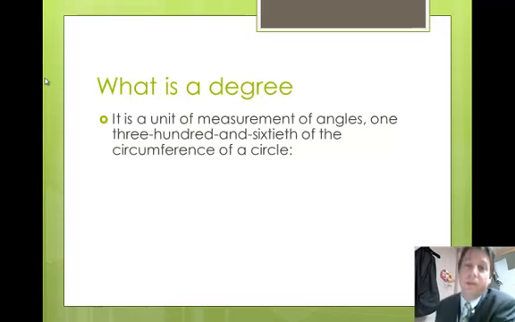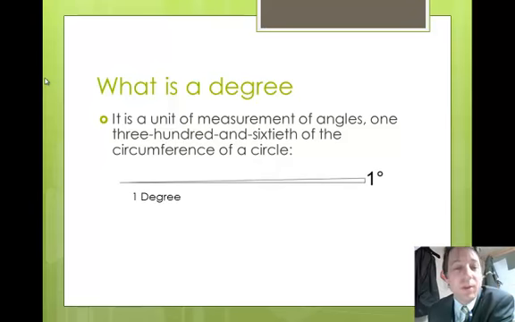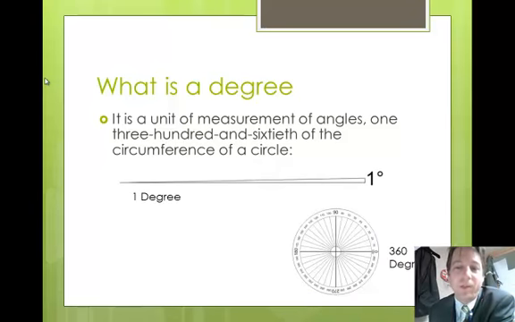The unit of angles, the SI unit, is actually radians, but for the moment we're going to be using degrees, and 1 degree is 1/360th of a full rotation. So there's 360 slices in a pie, if you like to think of it that way. A 90 degree angle has 90 slices in it, or 90 degrees. So there's 360 degrees in a circle.